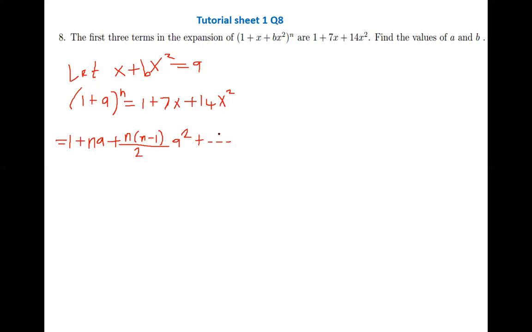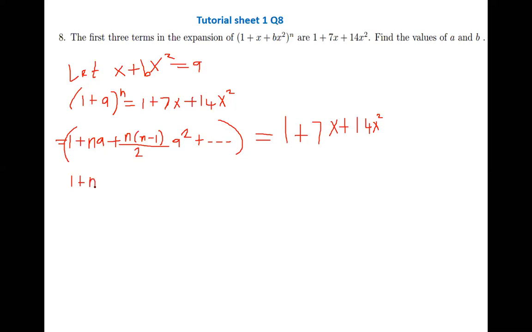So now, having gotten this, we can recall that our a is x plus bx squared. So while there is a in this formula, I'm going to put x plus bx squared. But I know that all this is equal to 1 plus 7x plus 14x squared. So now, while there's a, I'm going to put x plus bx squared.